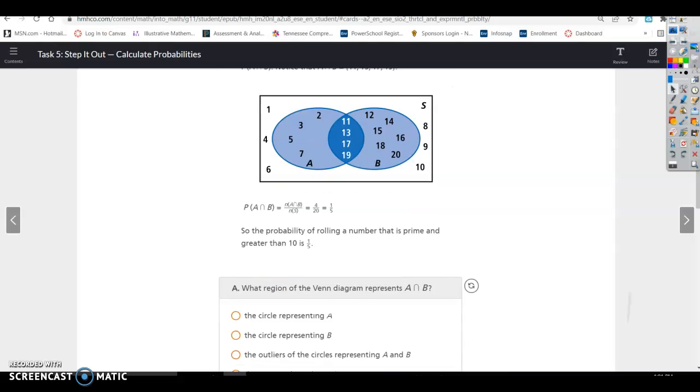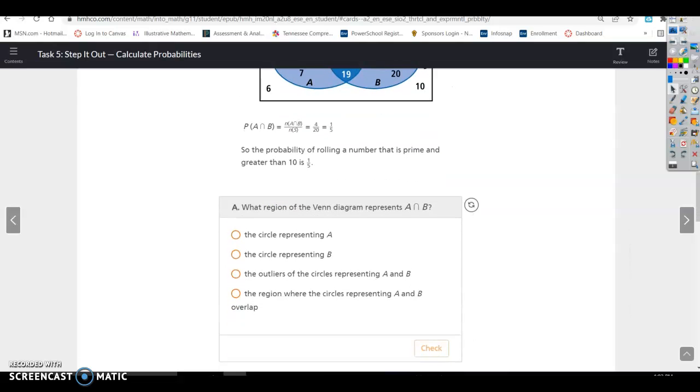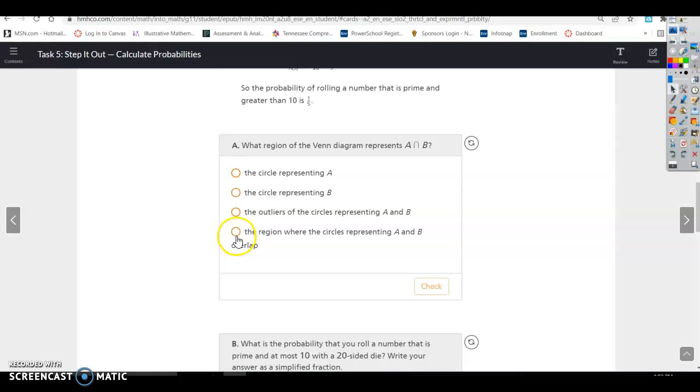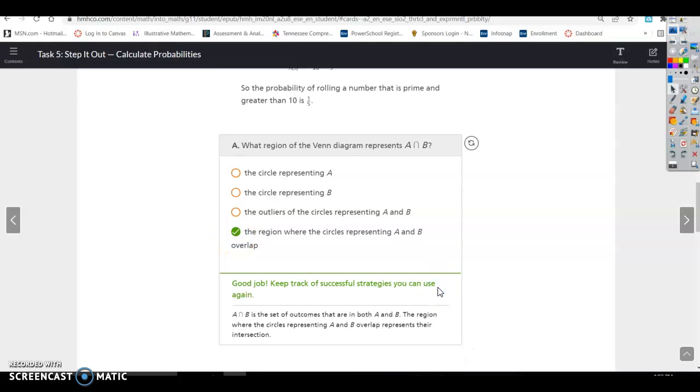All right, so what region of the Venn diagram represents A intersection B? The circle representing A, the circle representing B, the outliers of the circle representing A and B, or the region where the circle representing A and B overlap. Okay, so again, this section here where they overlap, that is where we found our solution.